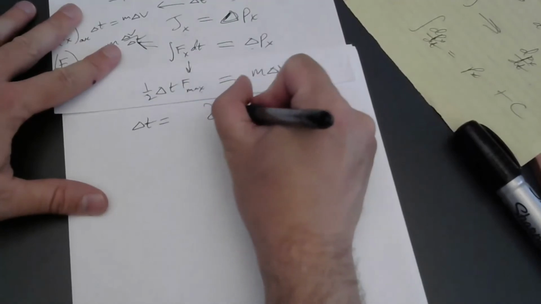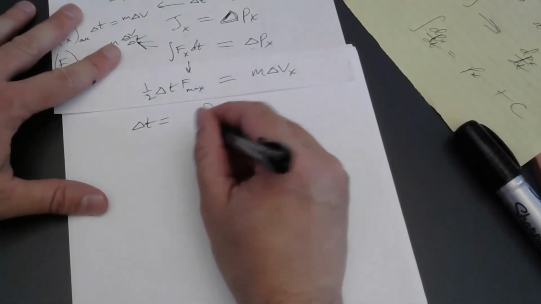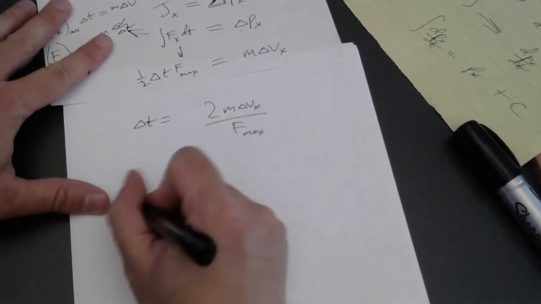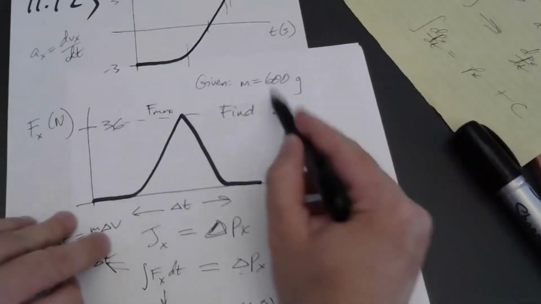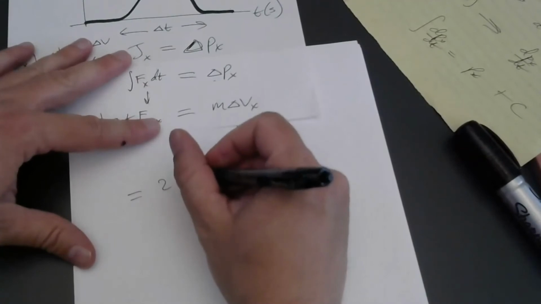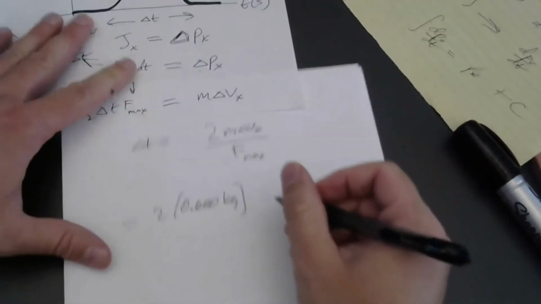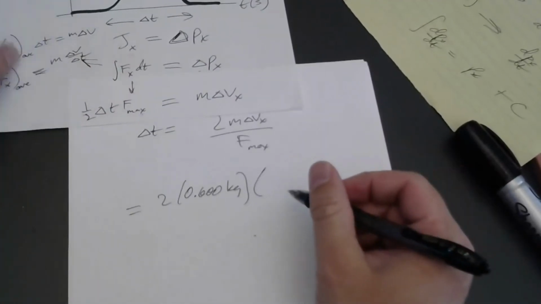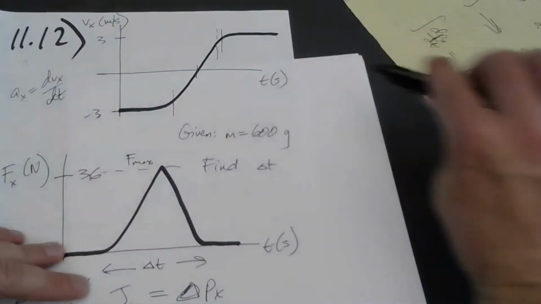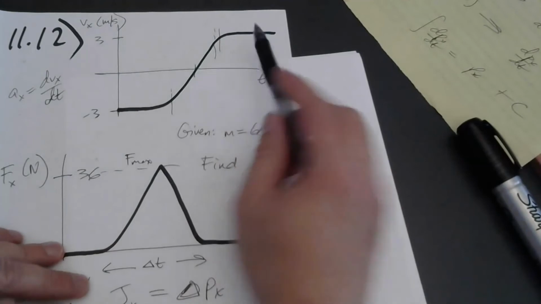That would be 2 times the change in momentum. m delta v is the change in momentum. Double that and divide by the max force, and that would give you the time interval. So we can plug in numbers now. 600 grams is 0.6 kilograms. And then for the change in velocity, let's refer to the graph. The final velocity, remember, it's coming in from the left and it gets bounced back to the right. The initial velocity was -3. The final velocity is +3 in SI units.